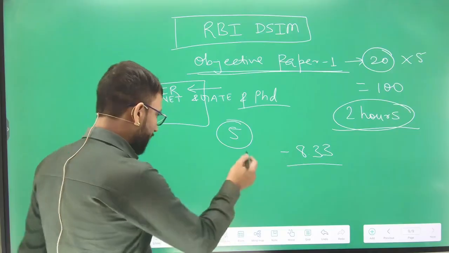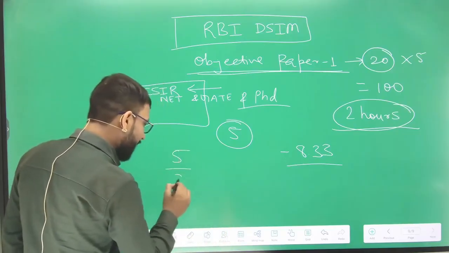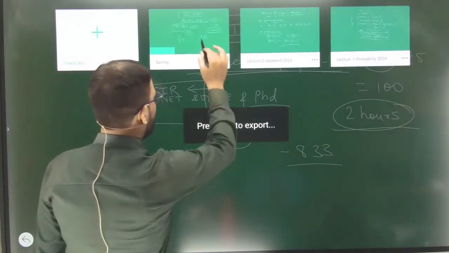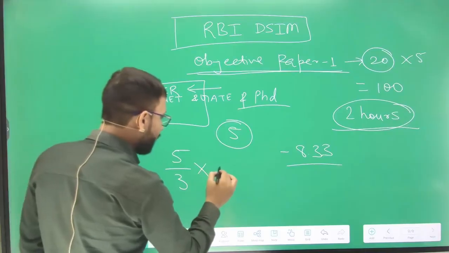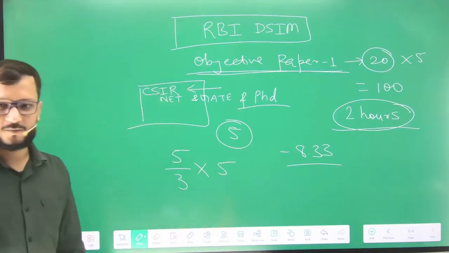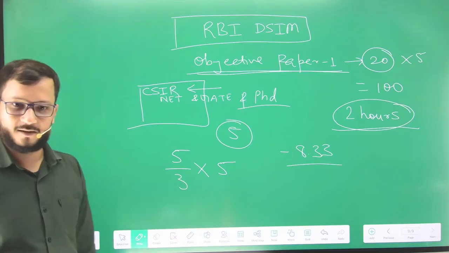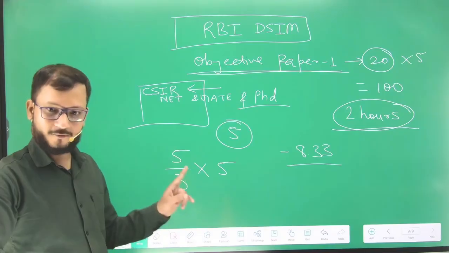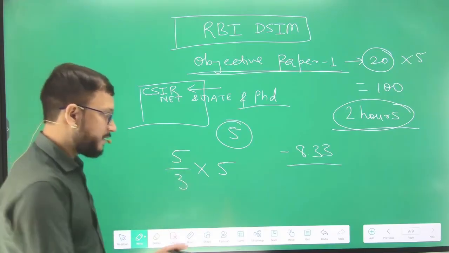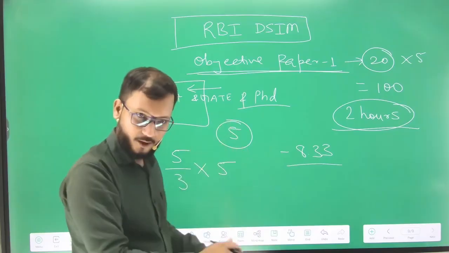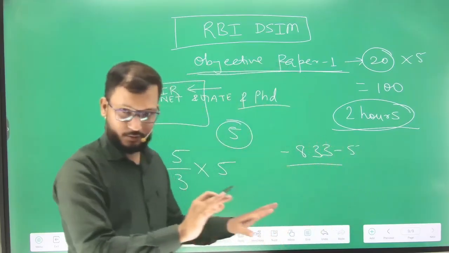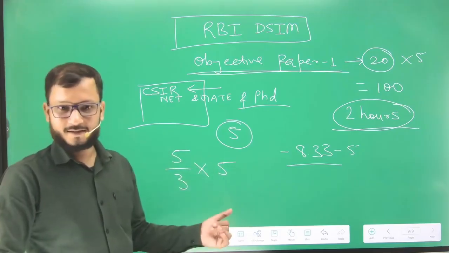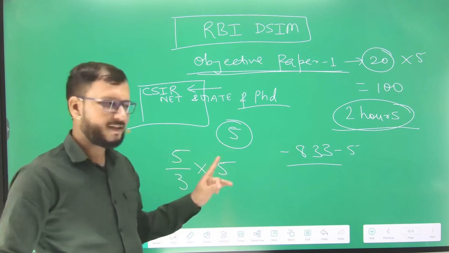Yes, it says negative marking is 5/3 of the marks assigned to that question. So just see, 25/3, and that means 8.33. Got the point? So this is the negative marking pattern of RBI DSIM. That means minus 8.33 for the negative and minus 5 for doing that question wrong, so minus 13.33.